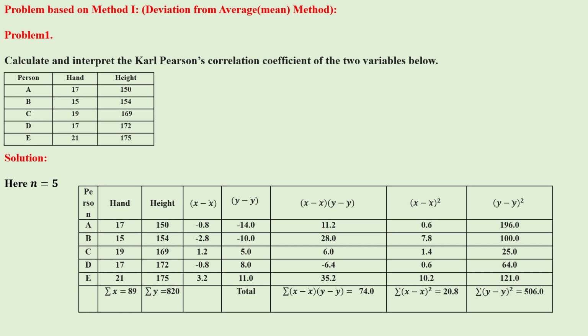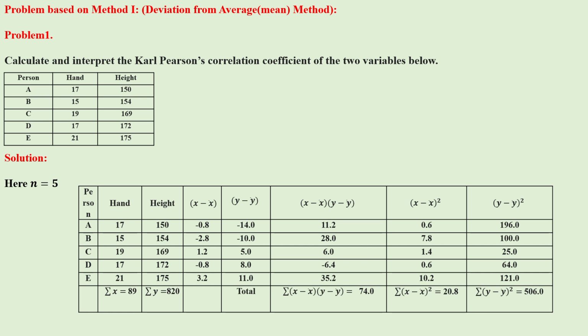Y minus y bar: 150 minus y bar, 154 minus y bar, 169 minus y bar, 172 minus y bar, 175 minus y bar. That is the x minus x bar column, and next the column y minus y bar. Then multiply x minus x bar into y minus y bar, that is column number 3 and 4, 3 into 4. You will get the fifth column: 11.2, 28, 6, minus 6.4, 35.2. Adding all those, you get sigma of x minus x bar into y minus y bar equal to 74. Next find x minus x bar square, that is the square of column 3: minus 0.8 square, 0.6, next 7.8, 1.4, 0.6, 10.2. Adding all those, you get sigma x minus x bar square equal to 20.8.